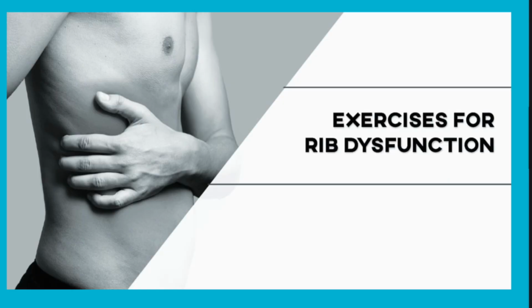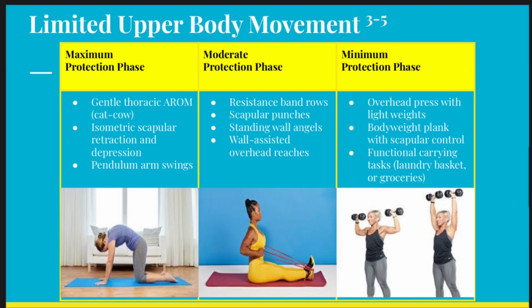So now we're going to get into the specific interventions for rib dysfunction. So going off of our first impairment that we talked about, which was limited upper body movement, for our maximal protection phase, our focus is on pain control, gentle movement initiation, and muscle activation. So for this, you may see some gentle thoracic active range of motion exercises, such as cat-cow, which will help improve mobility. We can also do isometric scapular retractions and depressions, which will just promote early muscular engagement without excessive strain. And then we also have pendulum arm swings, which can introduce pain-free movement to the upper extremity.